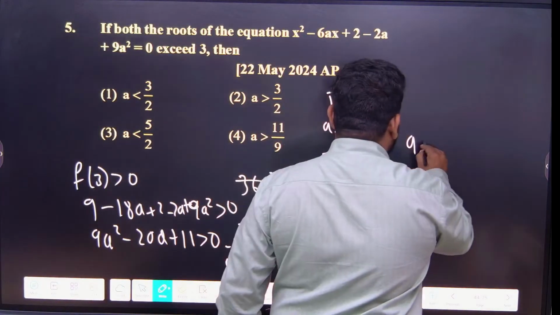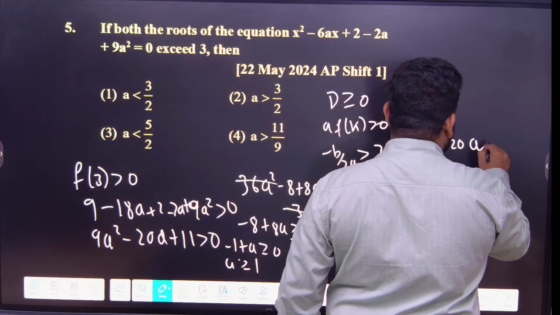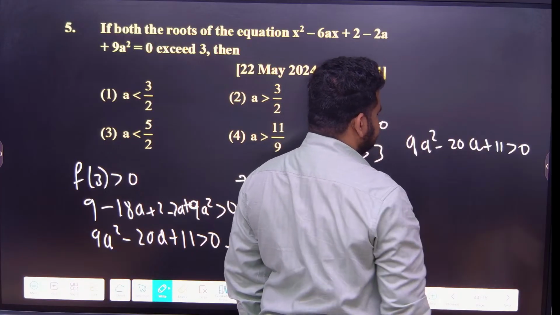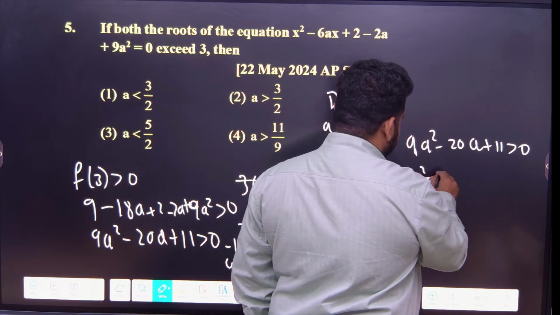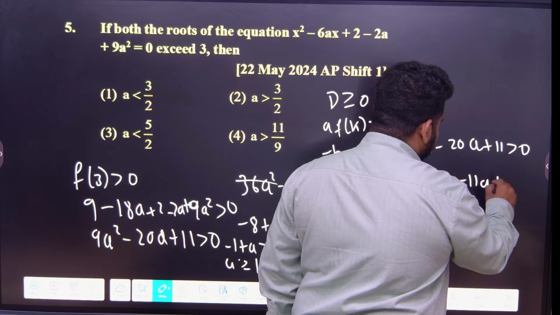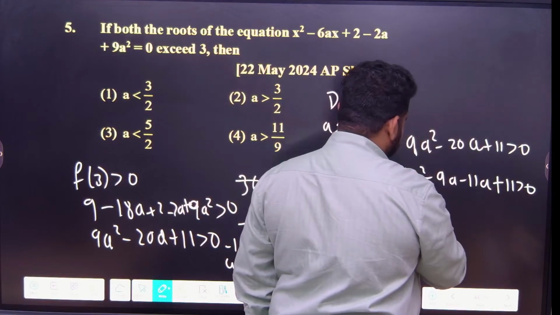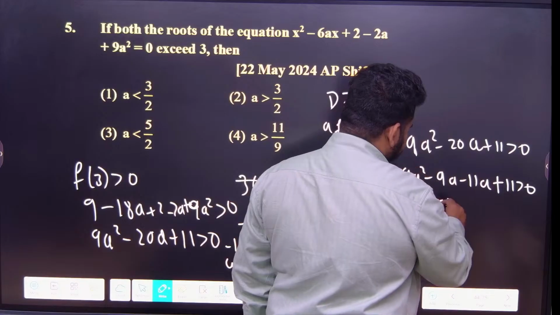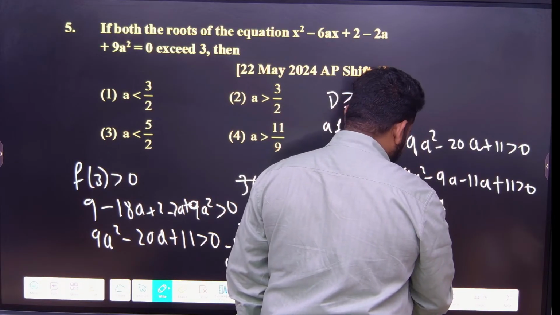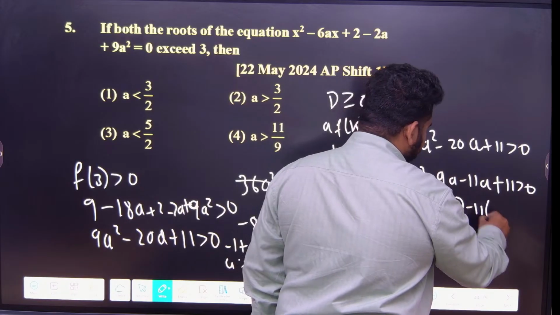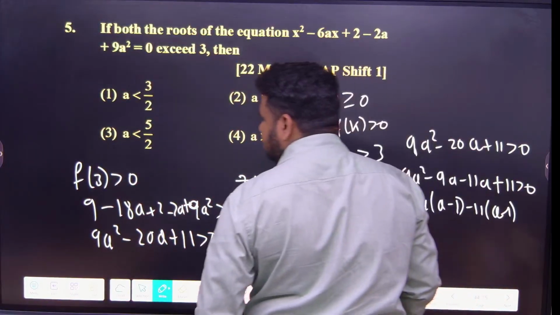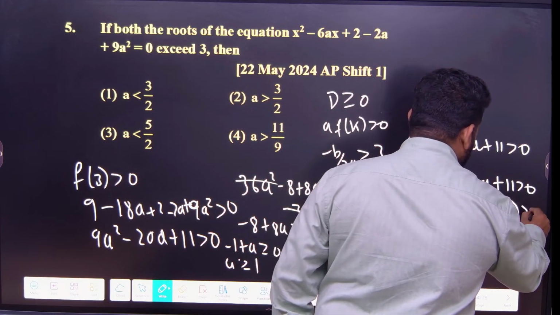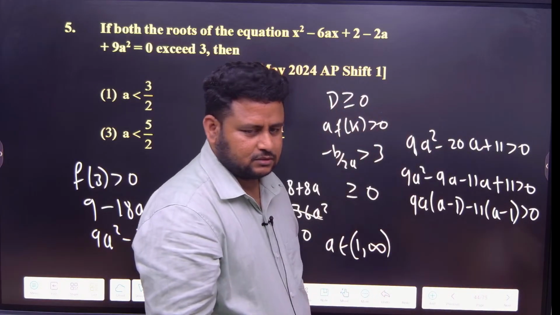9a square minus 20a plus 11 is greater than 0. So what we can take? 11 nines are 99. So we can take it as 9a square minus 9a minus 11a plus 11 is greater than 0. 9a, what I can take? 9a into a minus 1, minus 11 into a minus 1 is greater than 0.